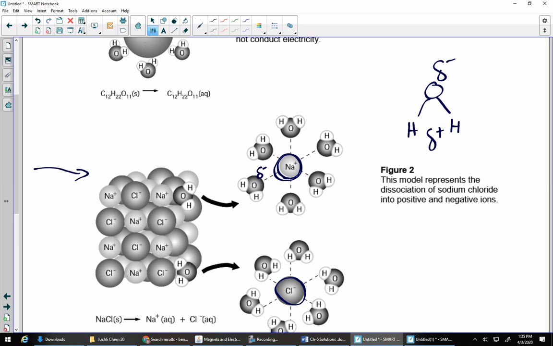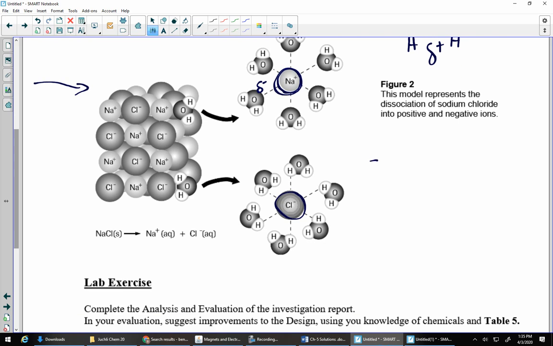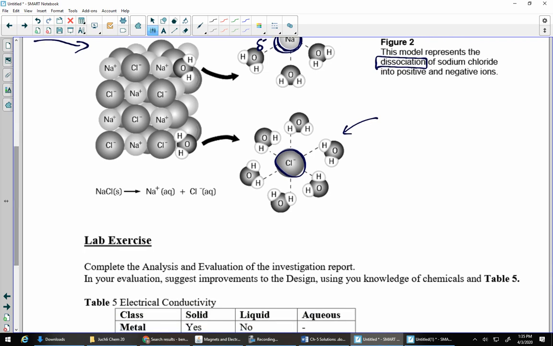The chlorine does pretty much the exact same thing. So it gets pulled off, but it's attracted now to the partially positive side, so to the hydrogens. And remember, this is called dissociation. So when we're talking about ionic compounds breaking apart into their ions in solution, it's called dissociation. We should know that. And we should also have the idea of the balanced dissociation equation.